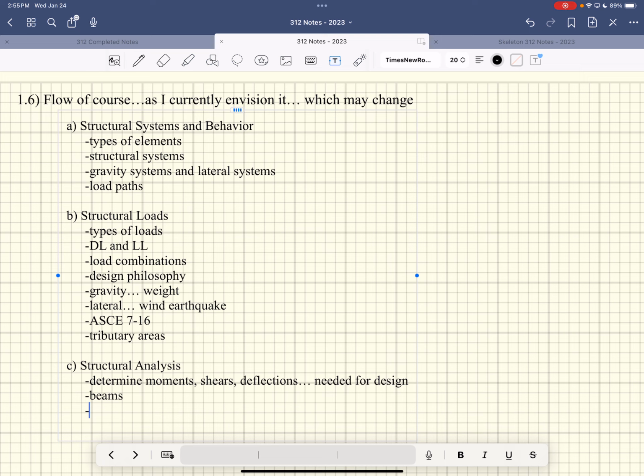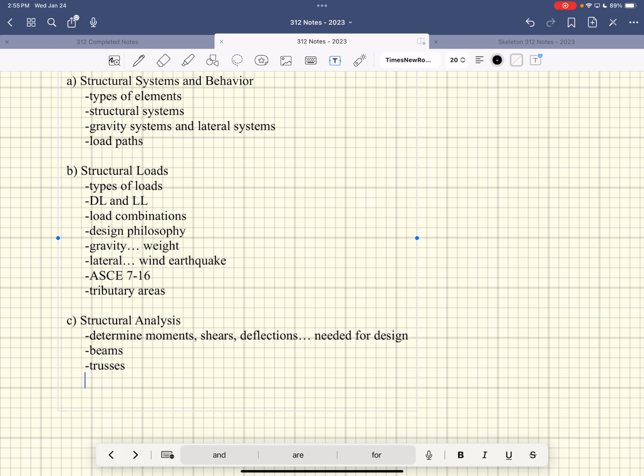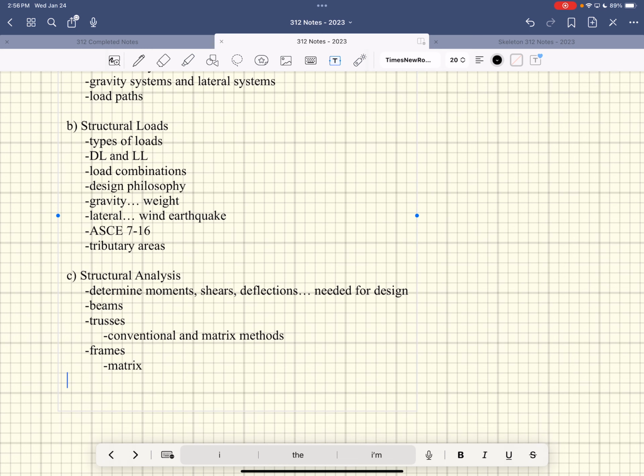We were supposed to be way farther today, right? But let's finish it. We've only done 1 page of notes. Determine moments, shears, deflections, here, beams, and then trusses. We're going to do the conventional matrix method, maybe more on the matrix method. Again, this is my vision. And then we'll do frames. That's going to be matrix. And then I guess maybe we'll do D here.